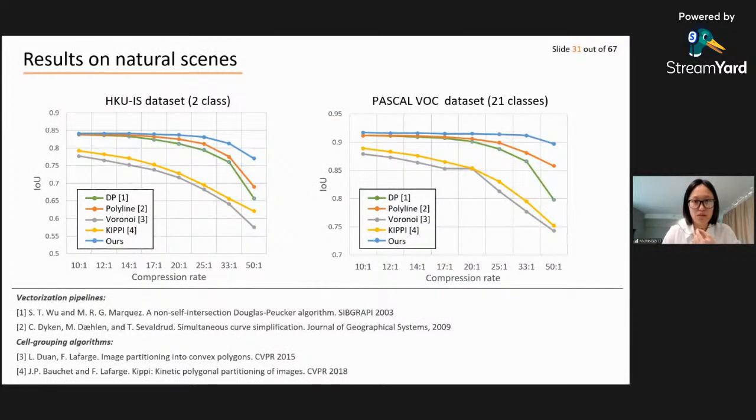We compare the algorithm to two families of existing methods. The first are the vectorization pipeline, including Douglas-Peucker and the polyline simplification. The second are cell grouping algorithms, including Voronoi partition and KIPI. The same probability maps are provided as input to all methods. The experiment is conducted on the HKU-IS dataset and the Pascal VOC 2012 dataset. While the accuracy of most methods drops quickly at high compression rates, our algorithm retains a high accuracy.